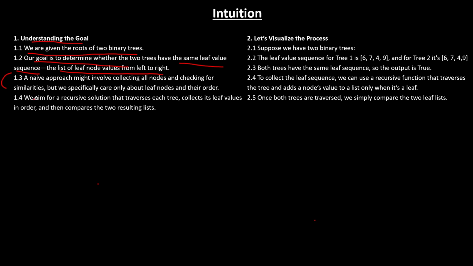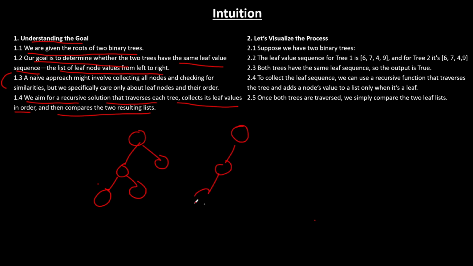We could aim for a recursive solution that traverses each tree, collects its leaf values in order, and then compares the two resulting lists. Yeah, this could be done because in the previous brute force, we were traversing every node and storing it in our list, right? And that was not a 100% correct solution, right? But in this case, we could just traverse the complete tree. If we encounter a leaf node, we could store it in our array.